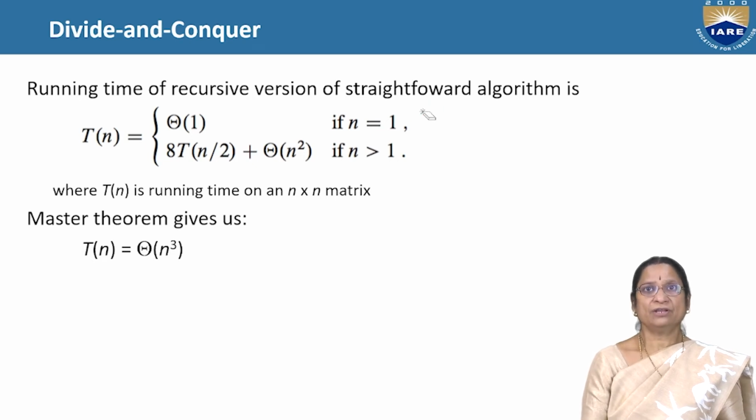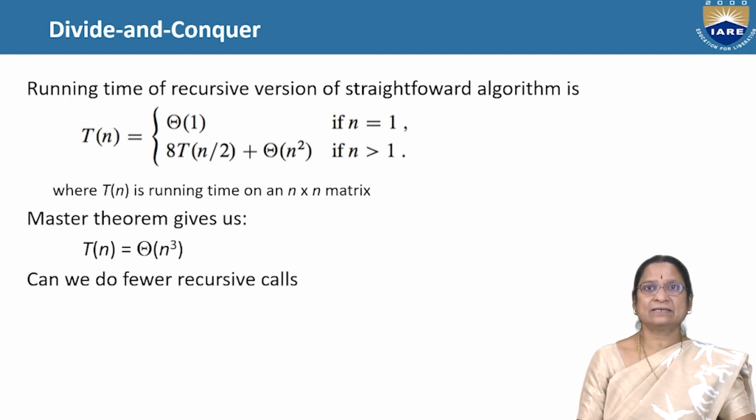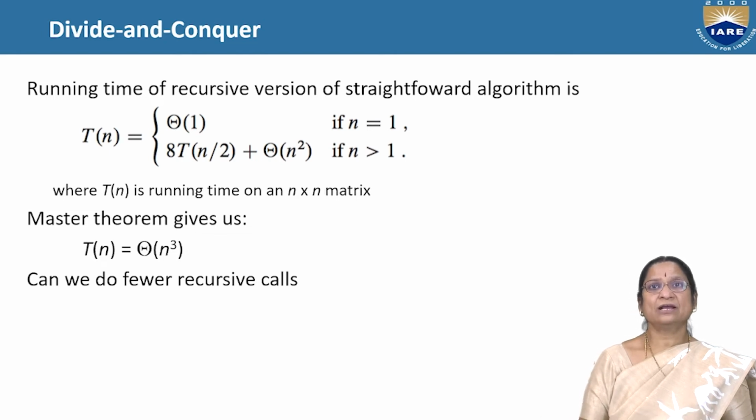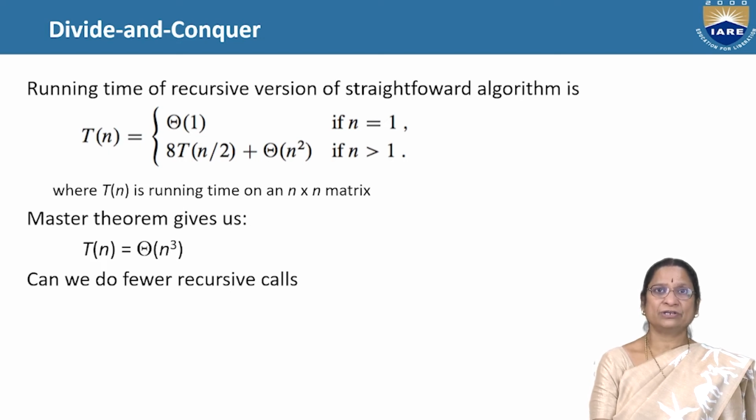So where T(n) is the running time of the n by n matrix, and by using Master's theorem, this results in our recursive calls being order of n cube. That means even though we are applying our divide and conquer strategy, the time complexity of our matrix multiplication remains the same. That is order of n cube, or theta of n cube only.